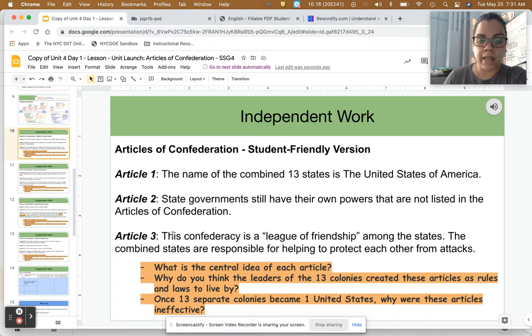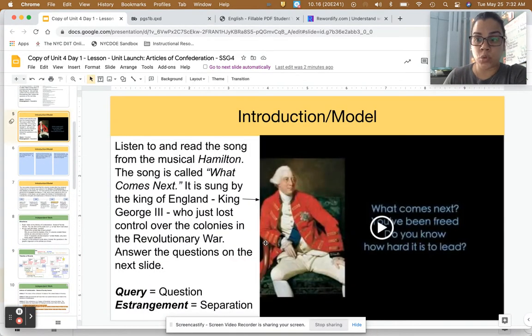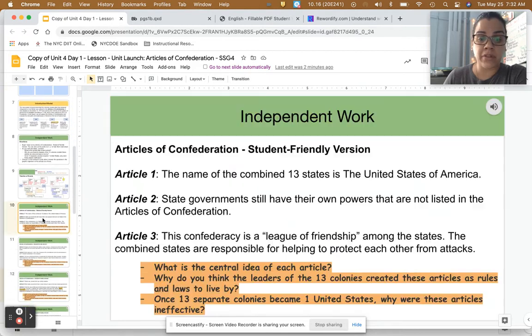Okay. And then here, the League of Friendship. I think it was important for all of the states to make a promise to each other that if any of us get attacked, we're going to protect each other, right? And again, I'm thinking that they are worried about the warning from King George, right? Maybe they're thinking the British might come back to attack us, or maybe someone else from a different country might come and attack us. Either way, they want to be ready, right?